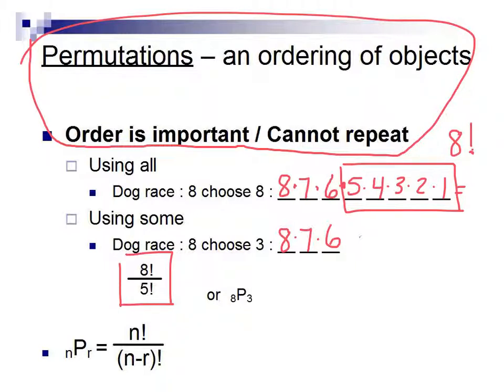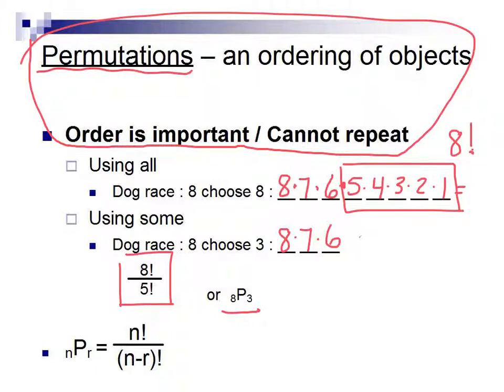And in fact, this is common enough that it has its own button. We don't even have to do that division. It's called a permutation. And it is in that same place in your calculator, and it's written like this. And what that means is you have 8 objects, and you're going to choose 3 of them in order, because it's a permutation, and order is important.